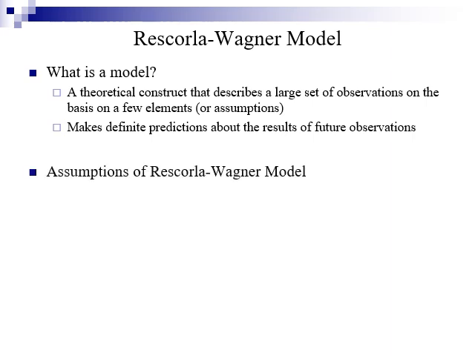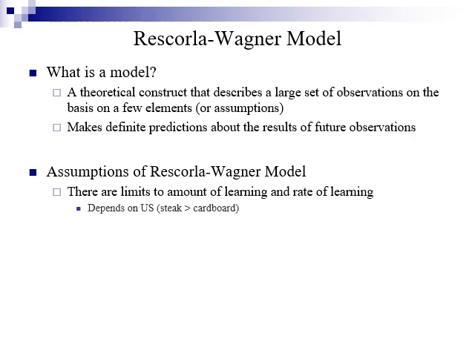The assumptions of the Rescorla-Wagner model are quite simple, actually. It assumes that there's a limited amount of learning that can occur, so a limited amount of change in behavior that can occur, and that the rate of learning is also limited. So what limits it? Well, it depends on what the stimuli are. The stronger the stimulus, the stronger the learning, remember. So it depends on the US, it depends on the CS as to what the amount of learning can be and what the rate of learning can be.